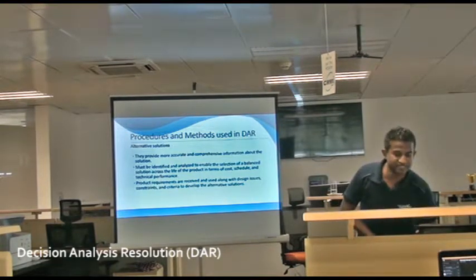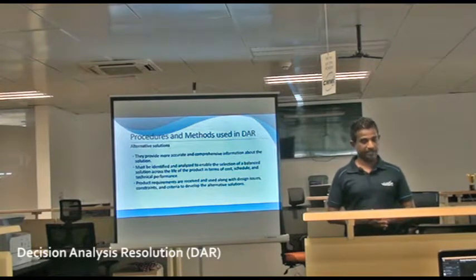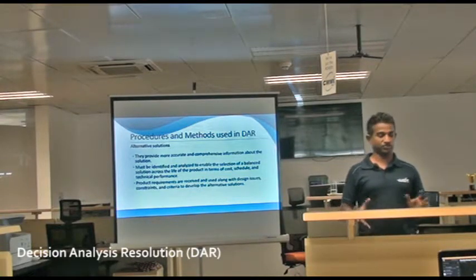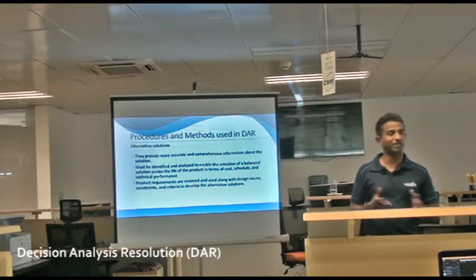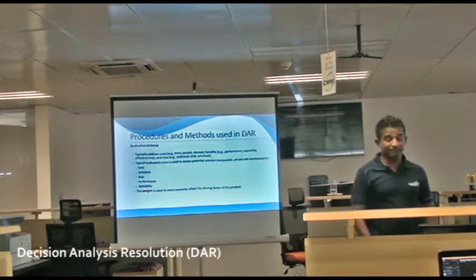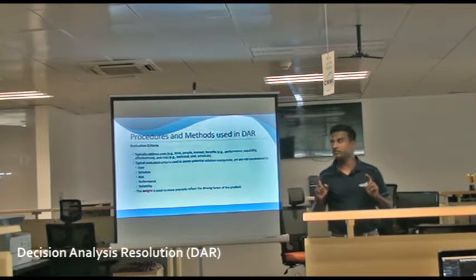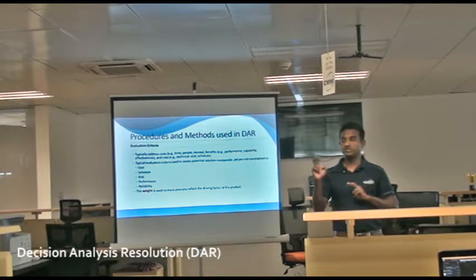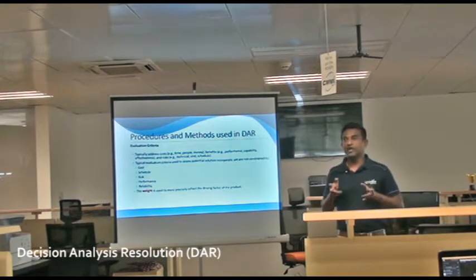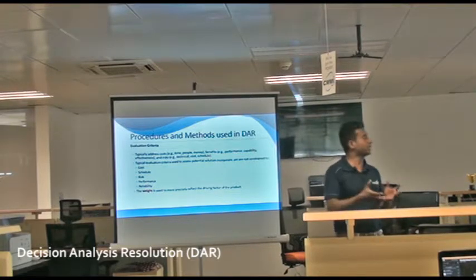Product requirements are received, and are used along with the design issues, constraints, and criteria to develop the alternative solution. So alternative solution is just the multiple choices that you have. You are selecting. Okay. Evaluation criteria. This is a very important piece. This is where Manjula or maybe the section head takes a decision. Why you need a solution and how you need a solution. What you are looking at.